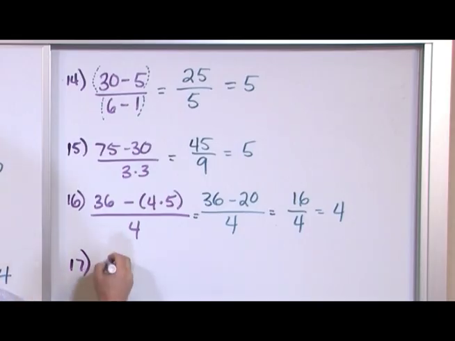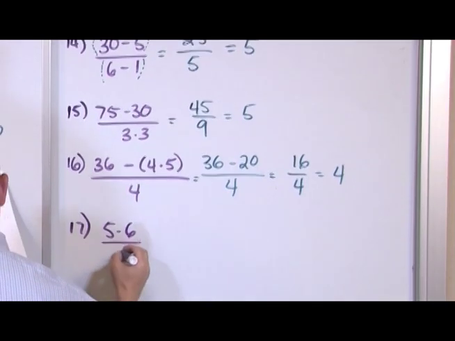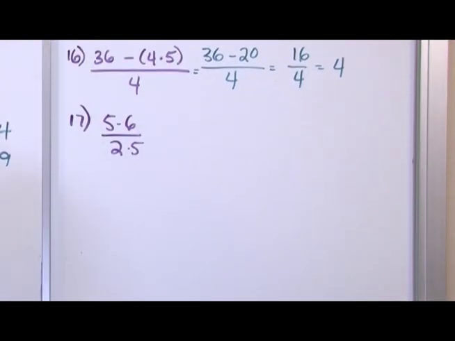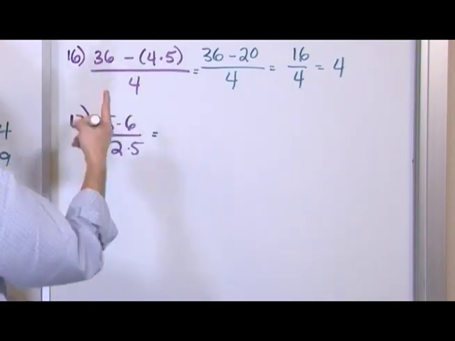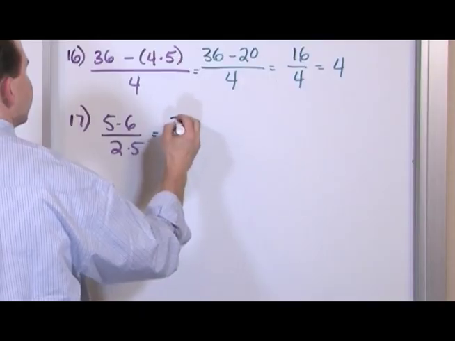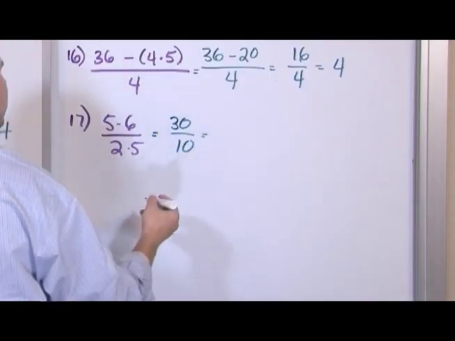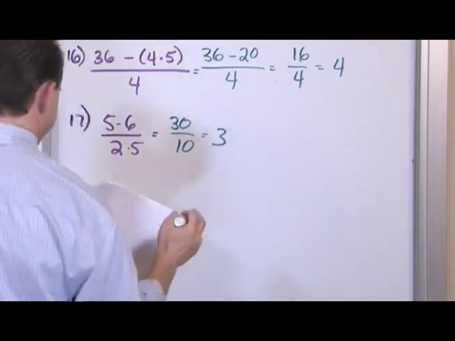Number 17, 5 times 6 divided by 2 times 5. Looks a little bit simpler, and it really is simple. We're going to envision these parentheses around the top and the bottom, so we'll do them separately. 5 times 6 is 30, and on the bottom, 2 times 5 is 10. And so when we divide these, 30 divided by 10, we will get 3. And that's the answer.